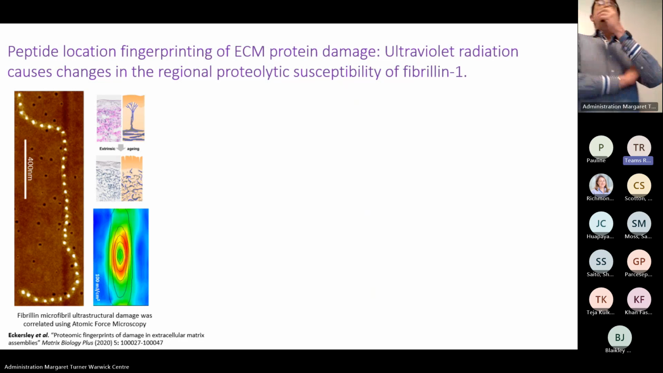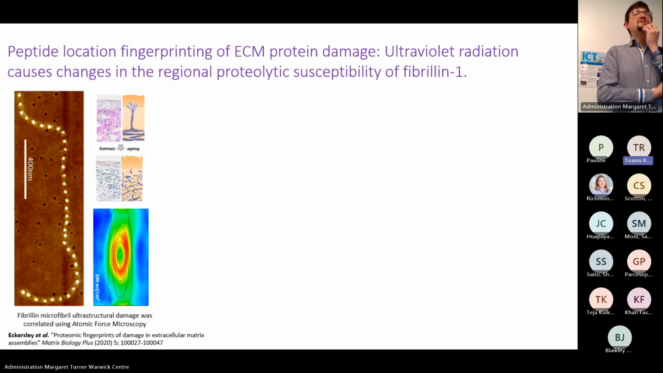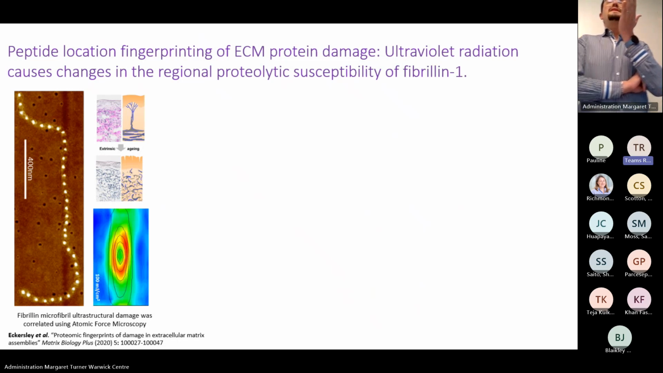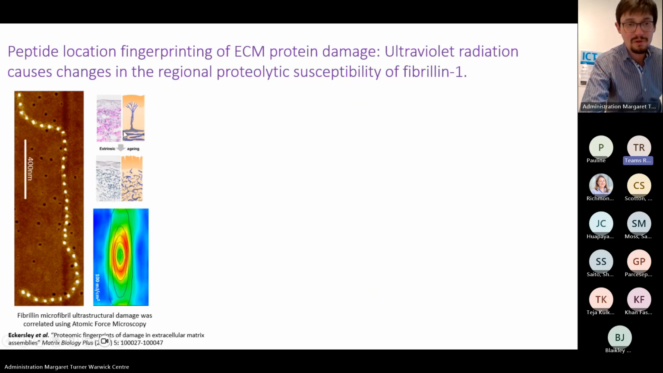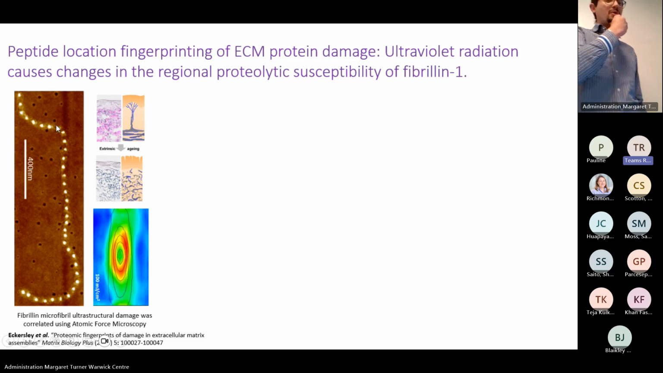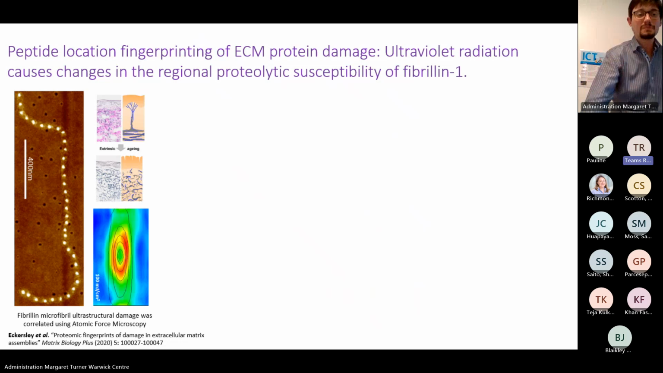And so the first thing we did was to ask whether we could do this in vitro. What's nice about skin is that the main component that degenerates first, the elastic fiber, is actually the fibrillar microfiber component of the elastic fiber. And you can purify that by size exclusion chromatography, and you get this beautiful beads on a string structure when you look at it with AFM, with atomic force microscopy.